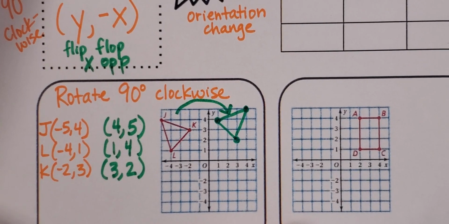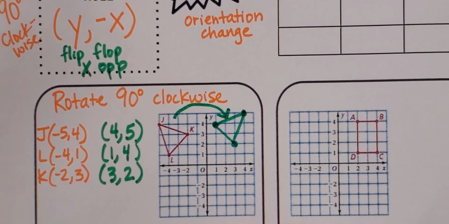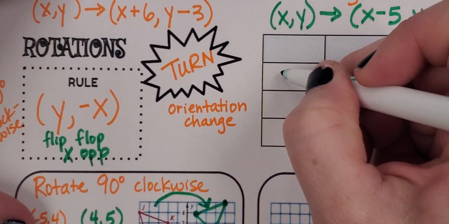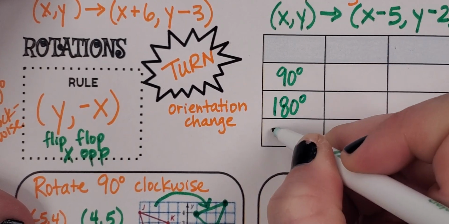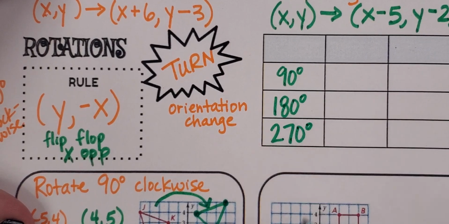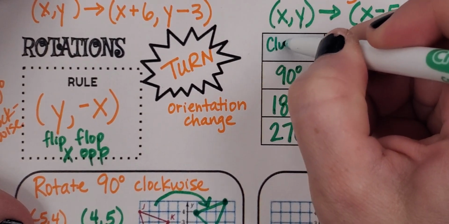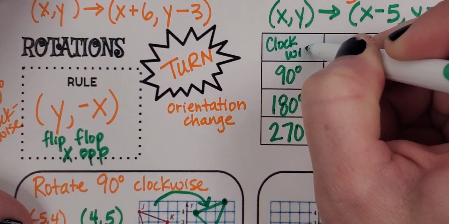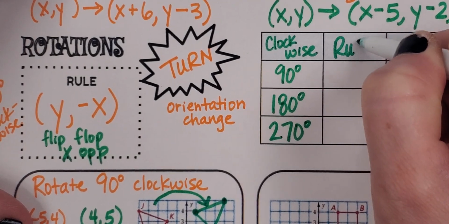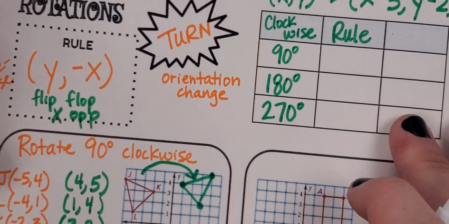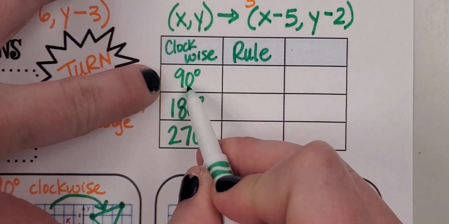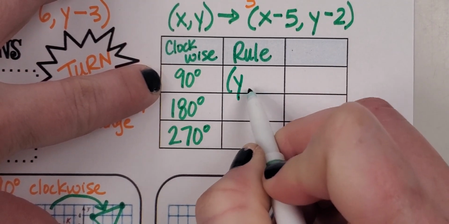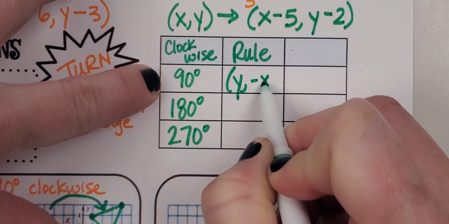So obviously 90 degrees is not the only degree turn that we could be doing. We could be doing 90 degrees, we could be doing 180 degrees, or 270 degrees. So all of these would be my clockwise motion, and I have to tell you the rule for each of these. So we know that 90 degrees clockwise is the flip-flop X op, what we just talked about.